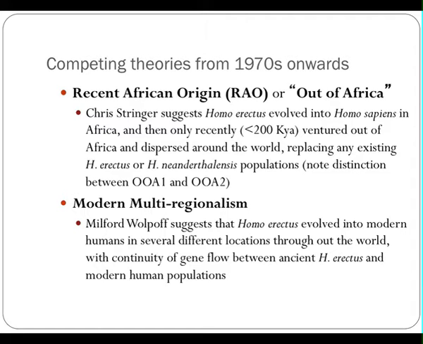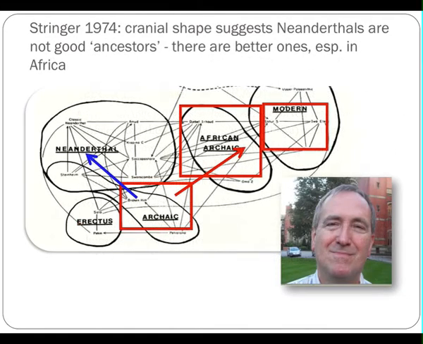An alternative idea was championed by a guy called Milford Wolpoff, which said that Homo erectus evolved into modern humans in several different locations throughout the world. And it's similar to those theories I mentioned from the earlier part of the 20th century, that basically the continuity of gene flow, everything was kind of moving towards modernity across the whole planet in one go. And therefore, there would be continuity between those ancient populations and modern human populations.